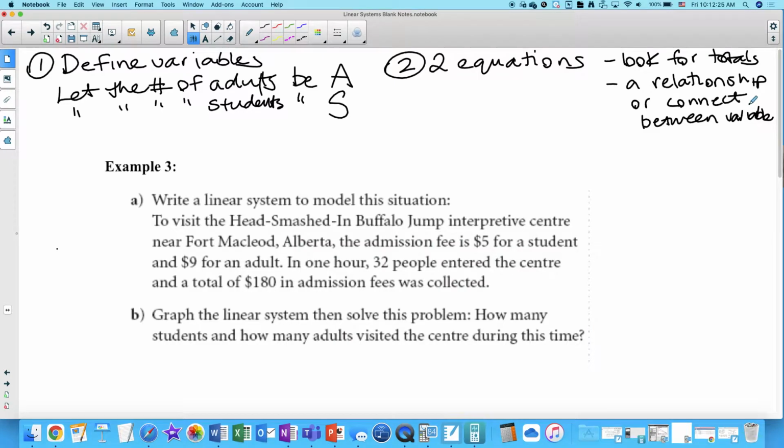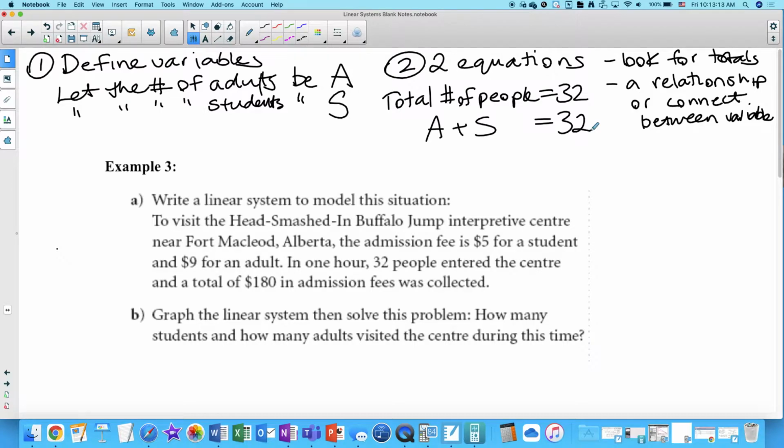Okay? Now, what do you see here in this problem that we can use to build some equations? Yeah? A plus S equals 32. Yeah, so that refers to 32 people entered. That's the total number of people that entered is 32. And you got it right away. But sometimes if you're having trouble, you can come up with a half English, half math equation. So you might have something like total number of people is 32. Right? And then if I have A adults and S students, the total number of people is going to be A plus S. Okay, so there's one equation.